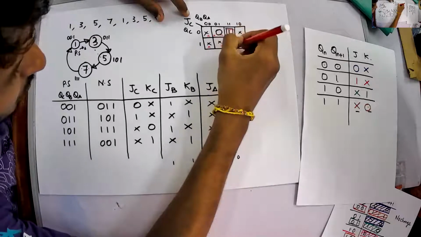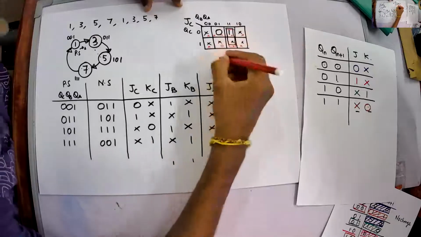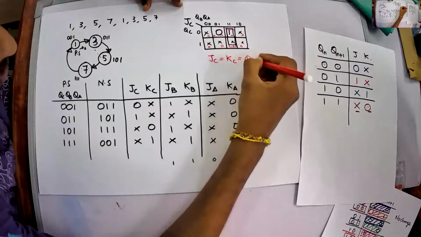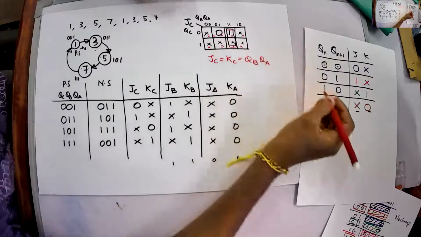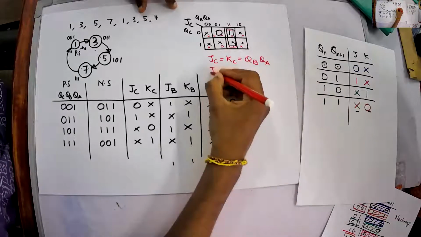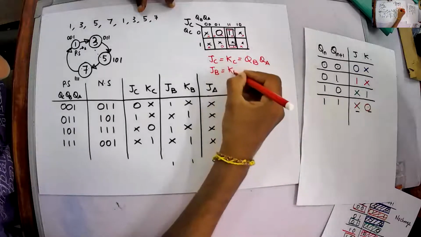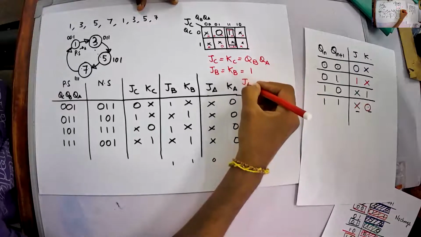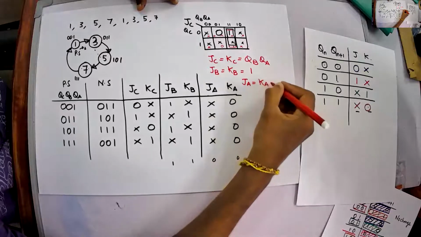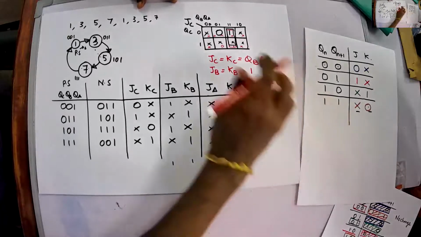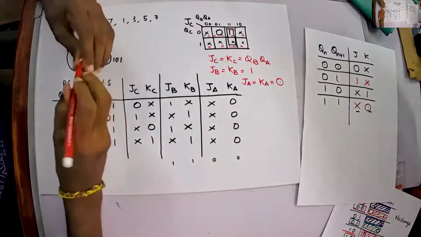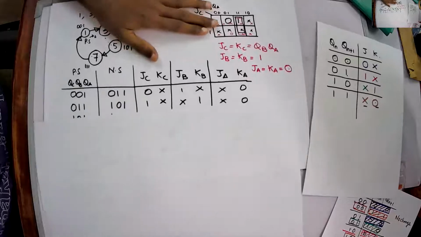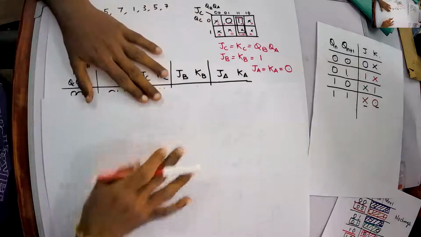Similarly, I have the same group. So I could say that JC equals KC equals QB, QA. And JB equals KB equals 1. JA equals KA equals 0. Now you can draw the circuit simply. Okay, I'll draw it. We can draw the circuit, which is simple.